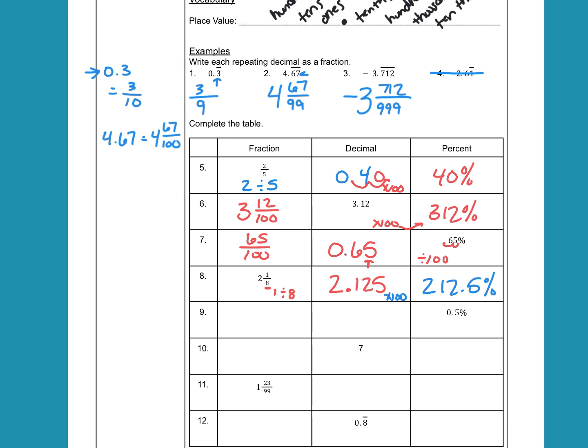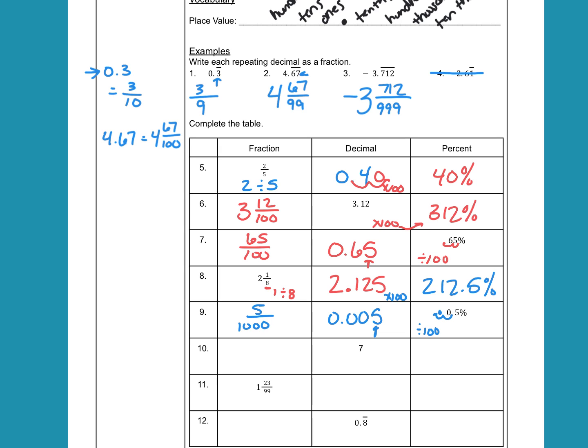Row 9, again, we're trying to get rid of a percent, so we would divide by 100, or we move the decimal 2 times, whichever way makes more sense to you, so we get 0.005. And then to turn that into a fraction, 5 over, and then this 5 is in the thousandth spot. So that's 5 over 1,000. It's 1,000 because it's not repeating. If it had been repeating, that would be over that 999.